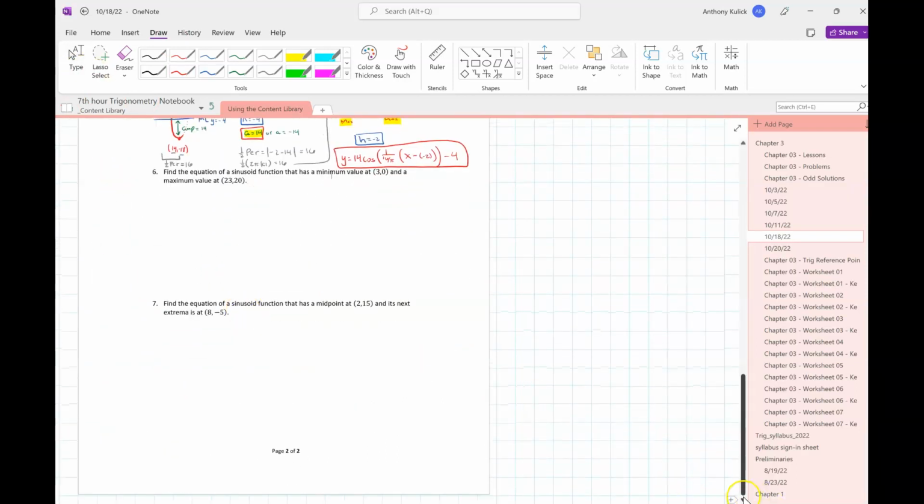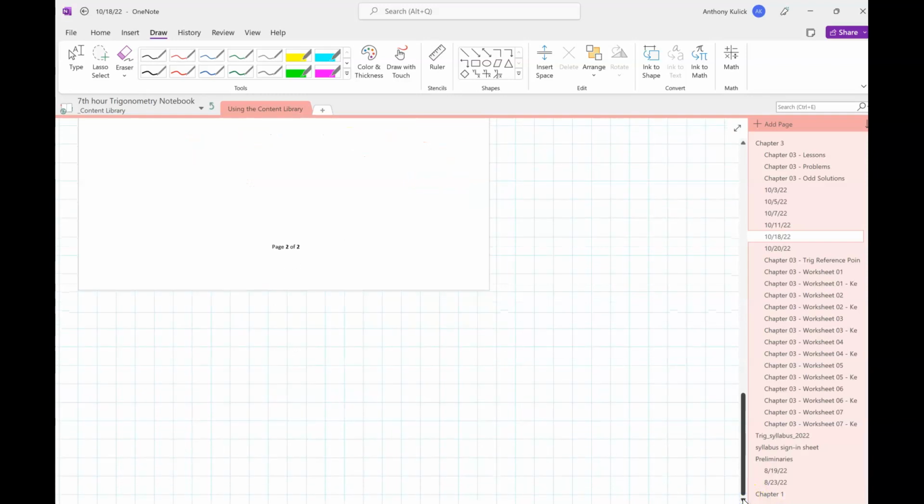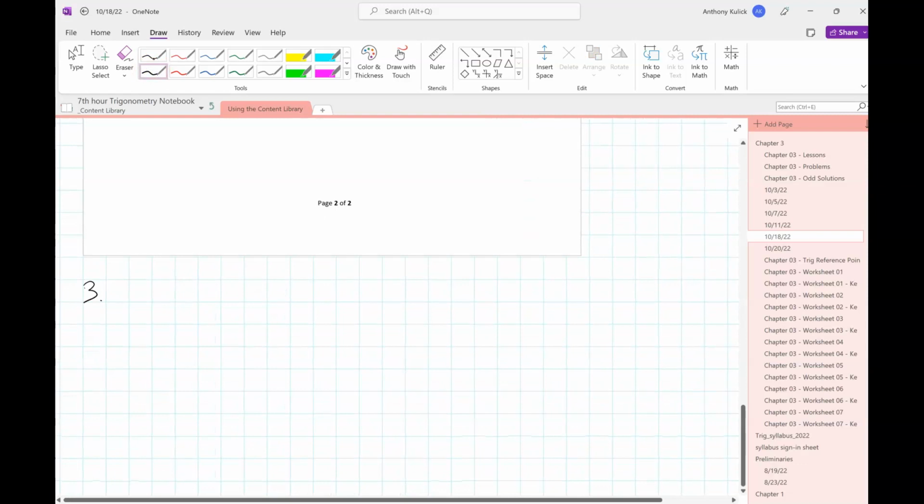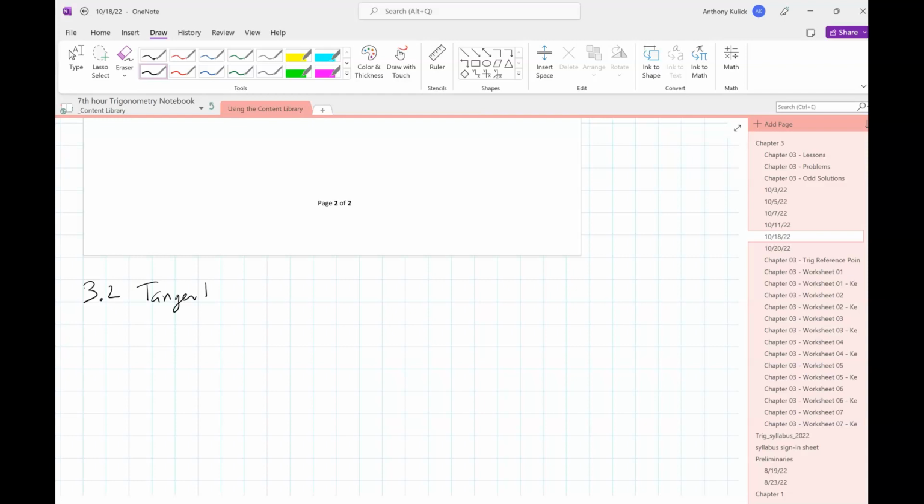All right. Today, we're going to do section 3.2. This is all about the tangent function.